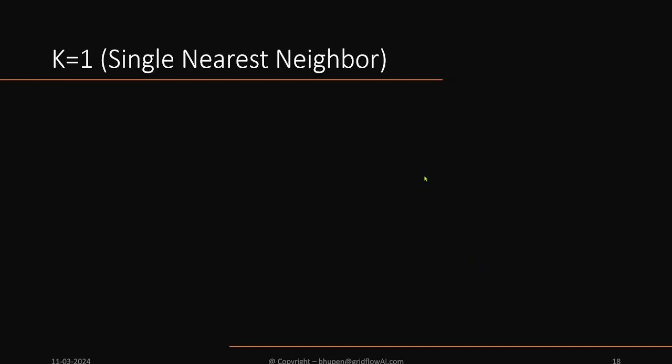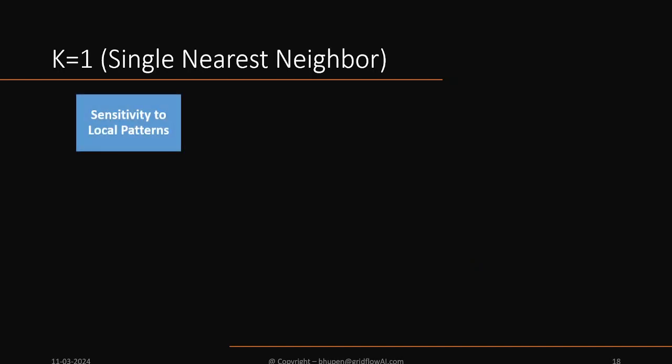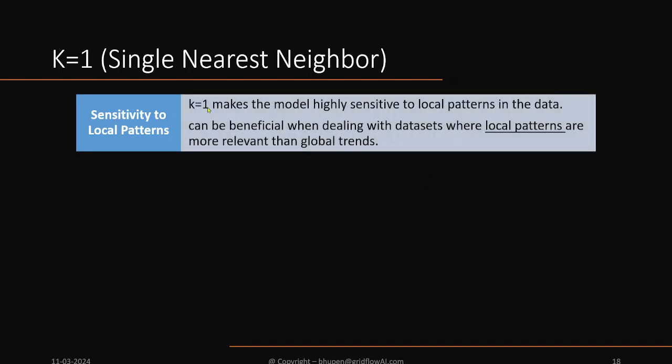So there are two extremes. One is K equals one, that means one single neighbor. That would make the model very sensitive to a particular data point. It can be beneficial as well when we're dealing with data sets where local patterns are more reliable or more relevant than the overall broad global patterns.